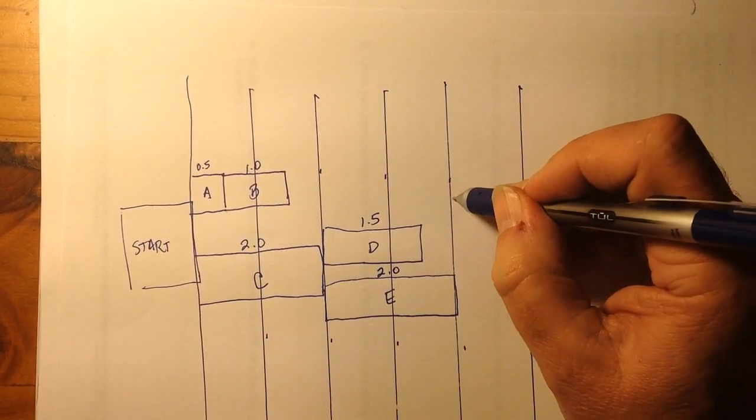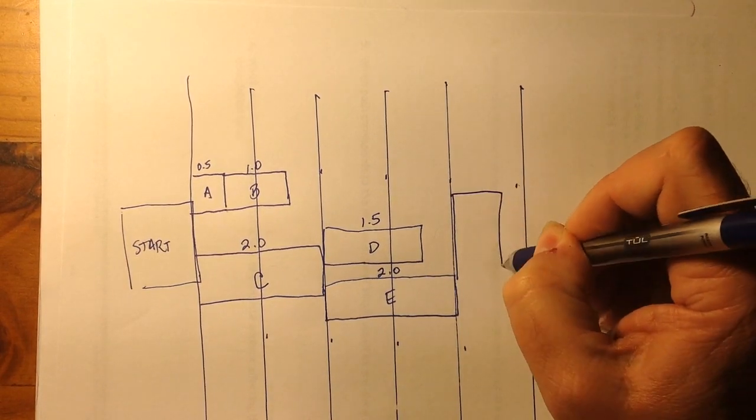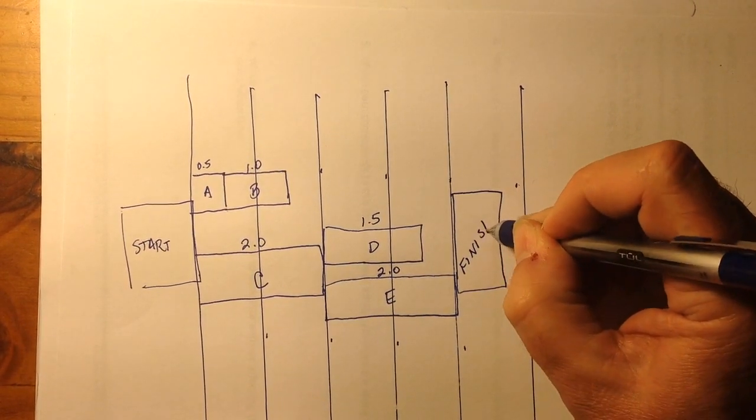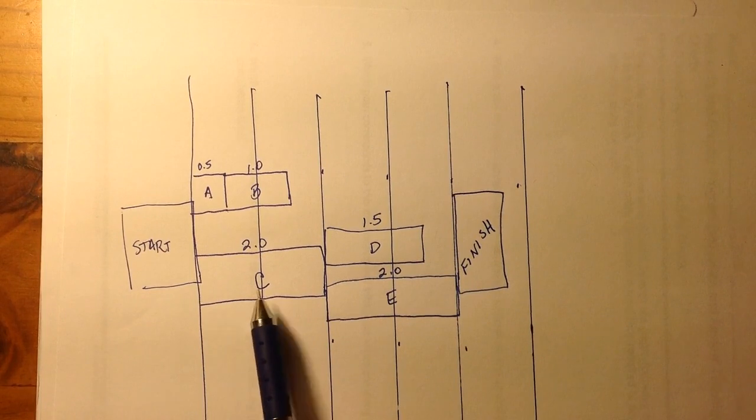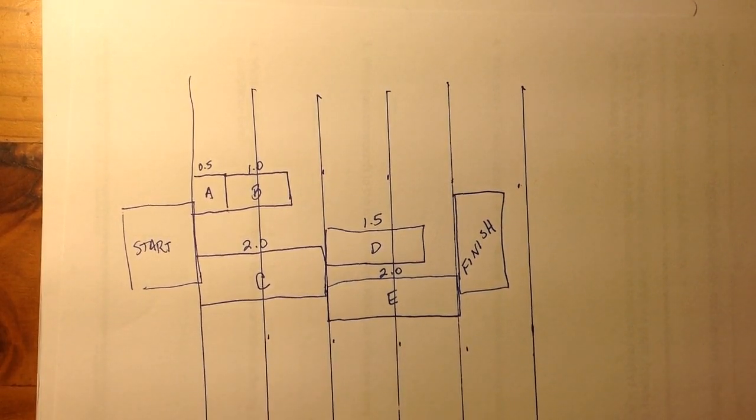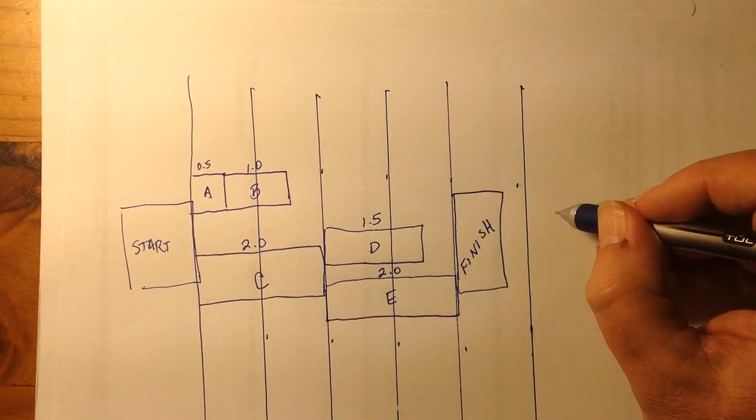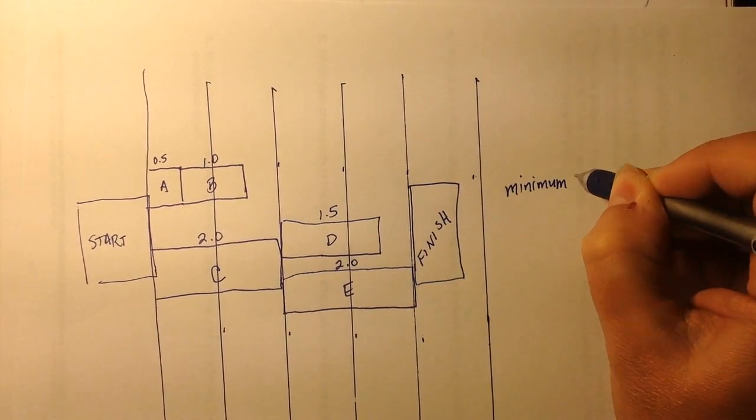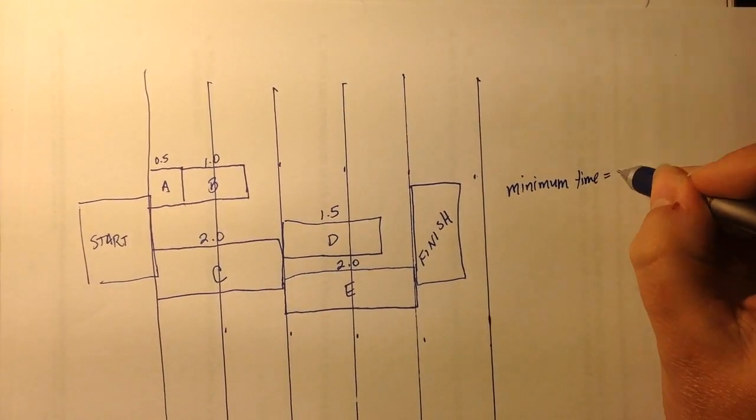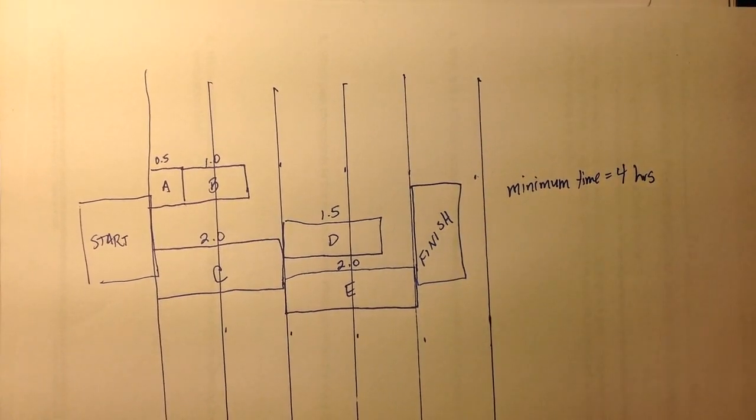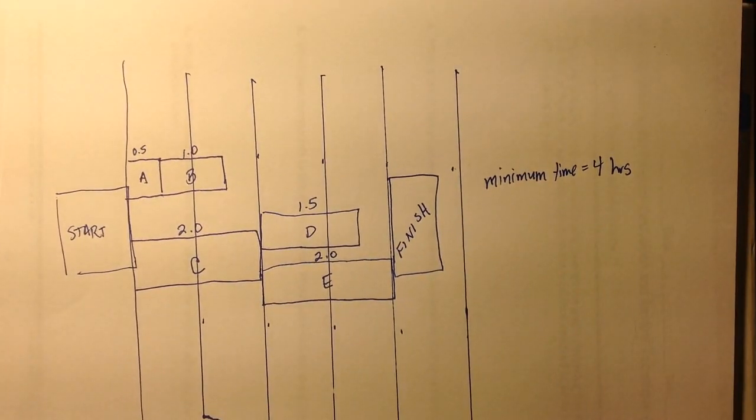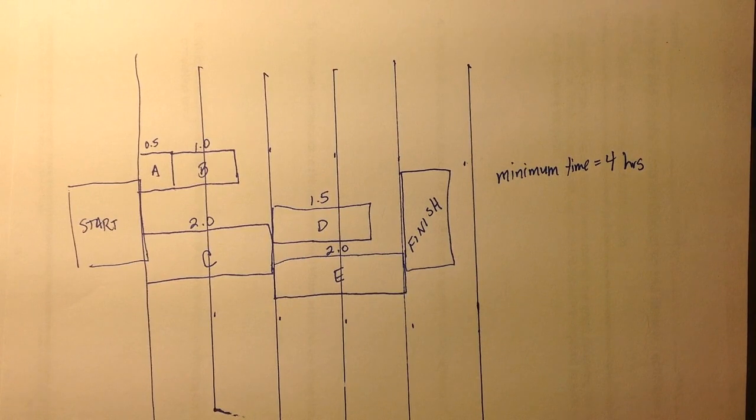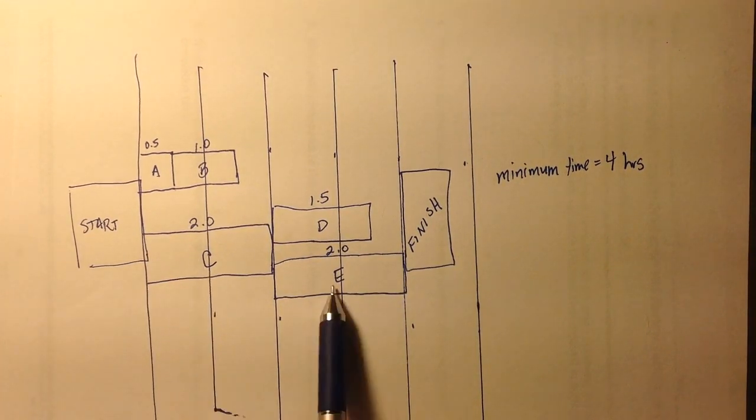And so the earliest I can be finished with everything, here's going to be my finish. The earliest I can finish is after, it looks like 1, 2, 3, 4 hours. Okay? So my minimum time here is 4 hours. And the path that corresponds to that time would be CE.